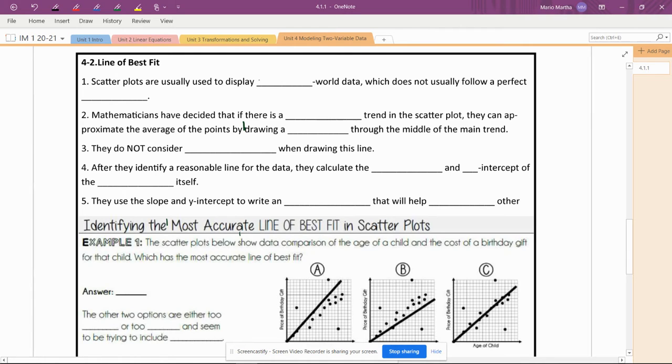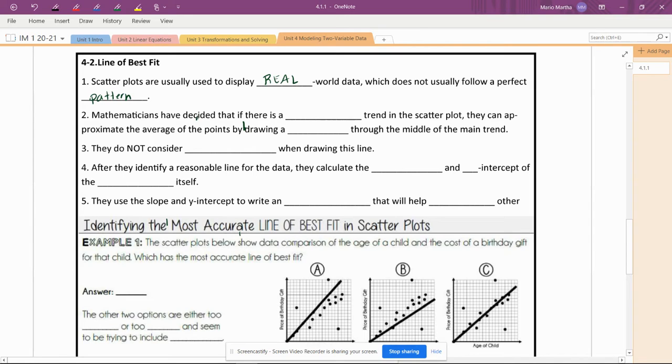So scatter plots are usually used to display real world data, which does not usually follow a perfect pattern. You're not always going to see all the dots together making a perfect line, right? So again, it's used to display real world data that we can use to see if there's a trend, something that can help us make predictions.